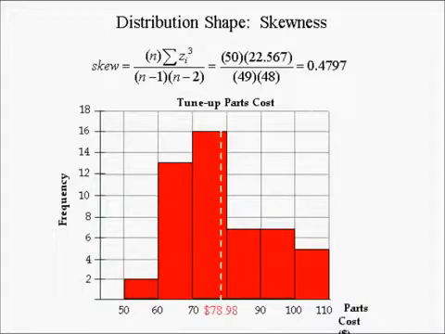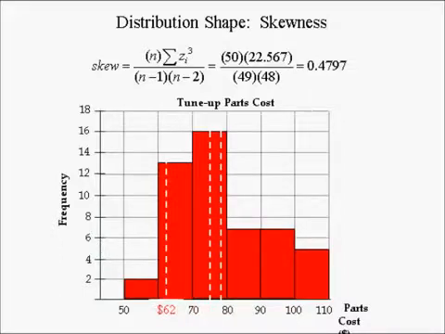Now the mean was $78.98. The median was $75.50. The mode was $62. If the distribution was symmetric or had a skew equal to 0, these measures of central location would be all equal or really close to each other.